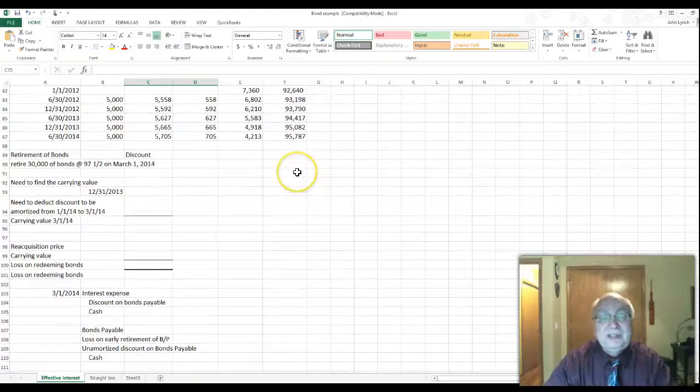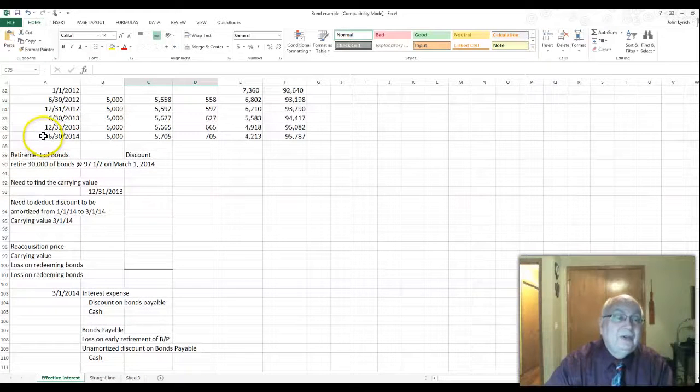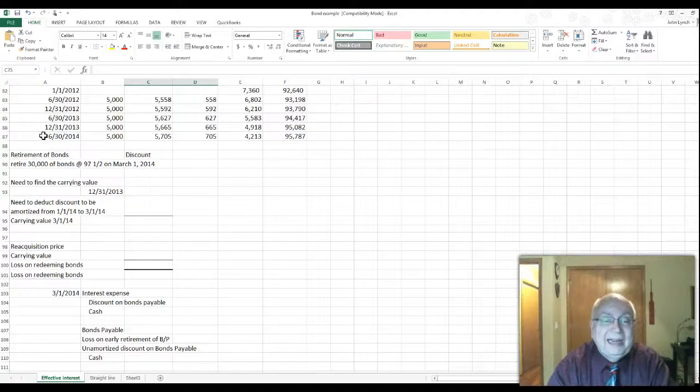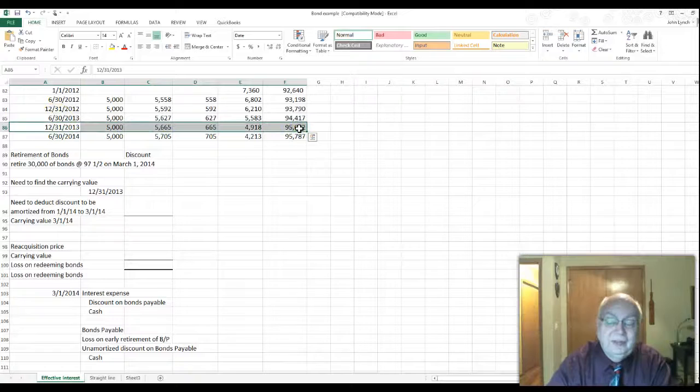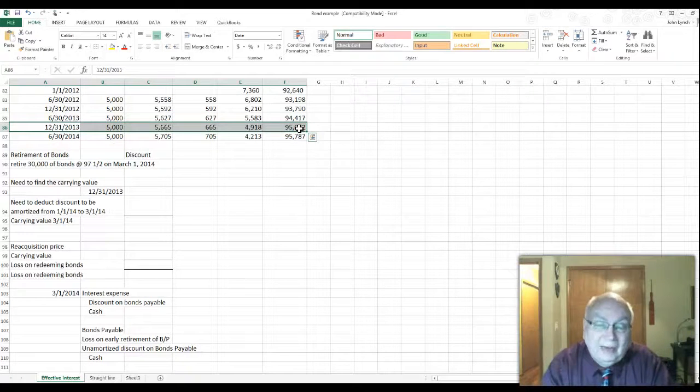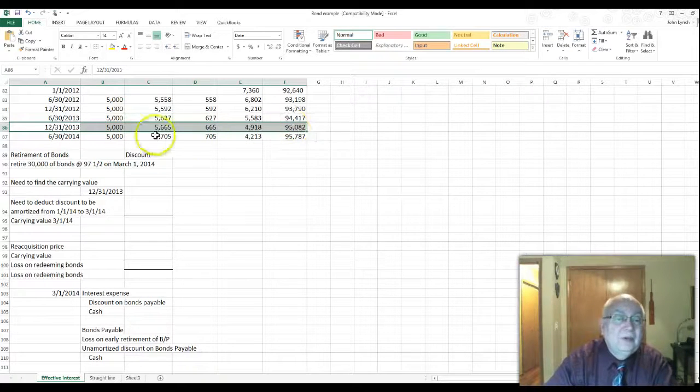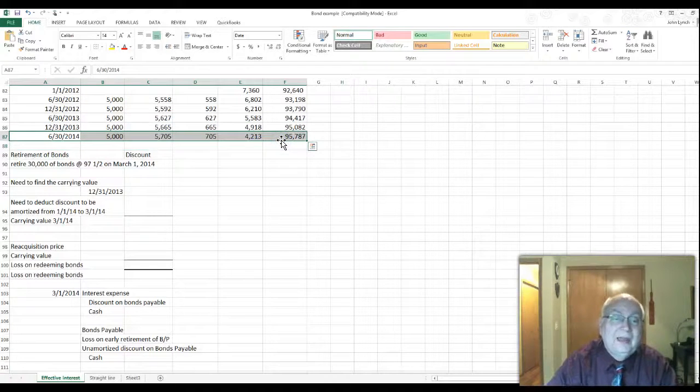The only difference is this time I stopped at June 30th of 2014 because we bought some of the bonds back on March 1st of 2014. And because of that, I need the next pay period's bonds, because remember, these bonds here on December 31st of 13 would have been recorded already. When we buy them back on March 1st, we have to amortize the portion that we still need to calculate for that would be due. Okay, hopefully it'll be a little clearer when we get through this.